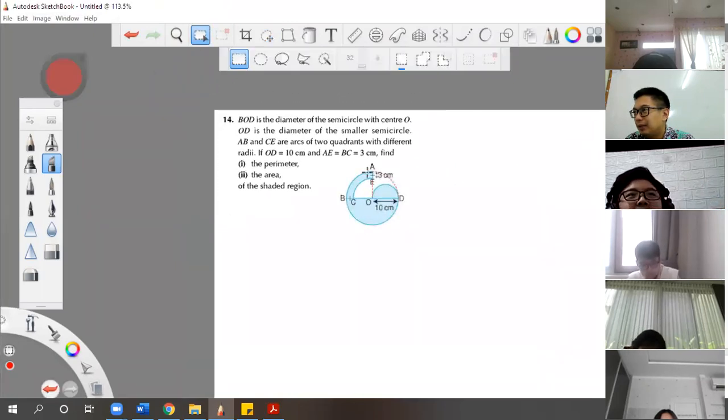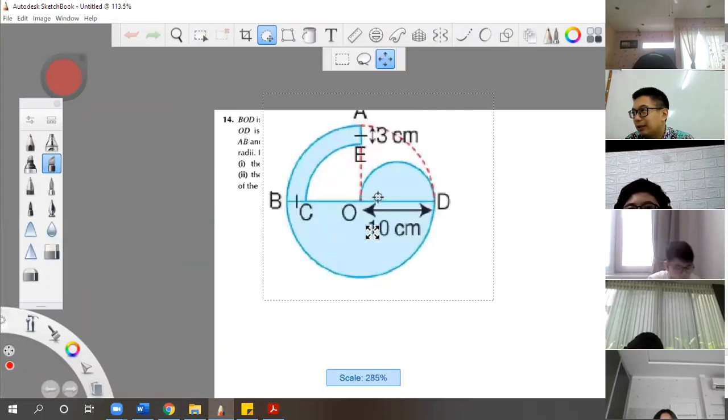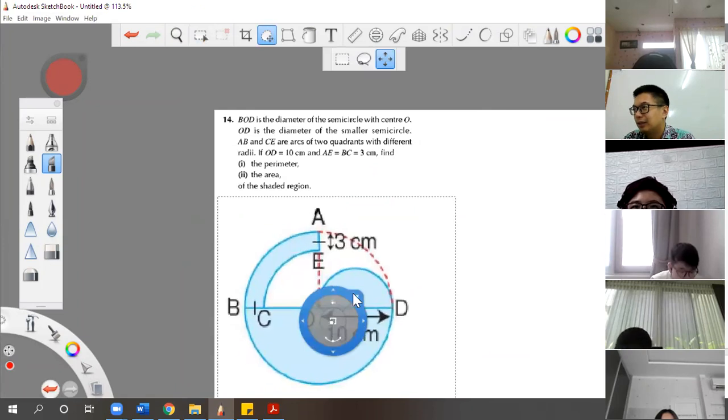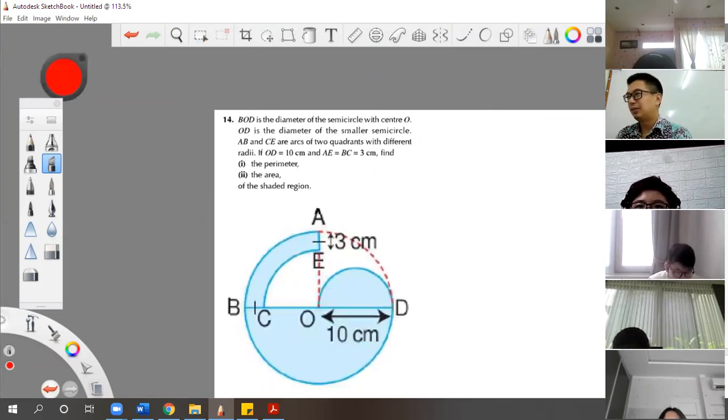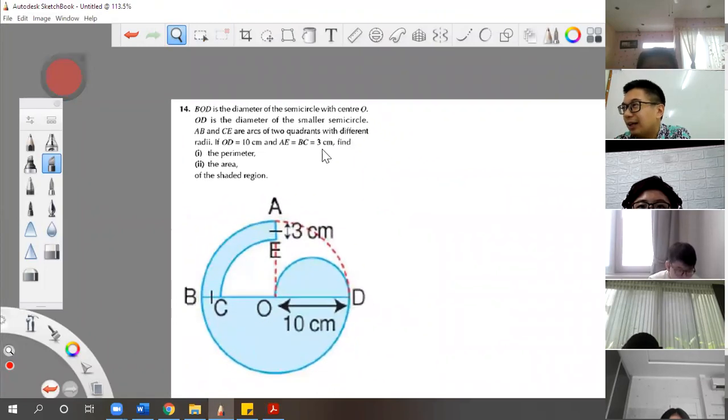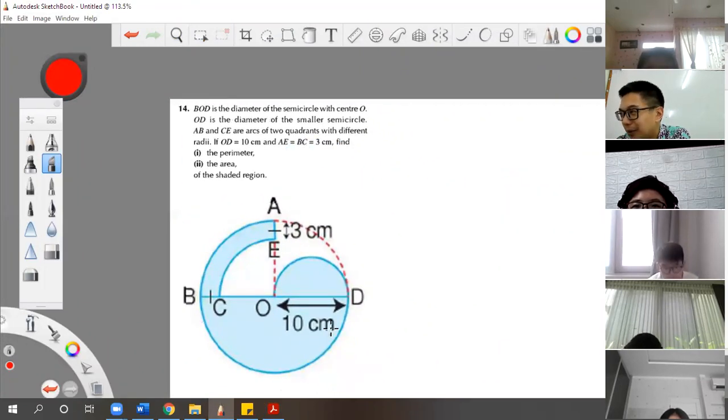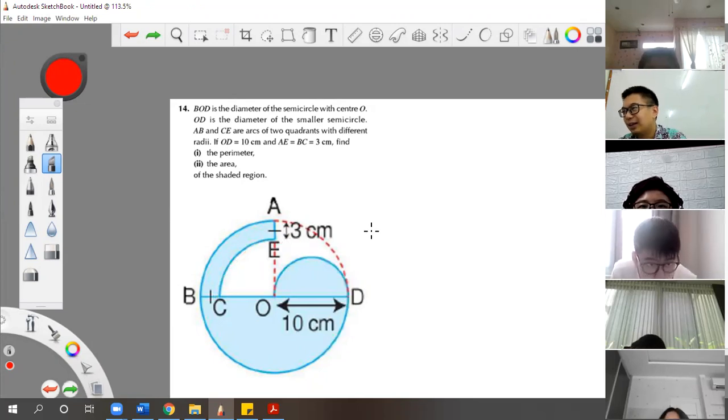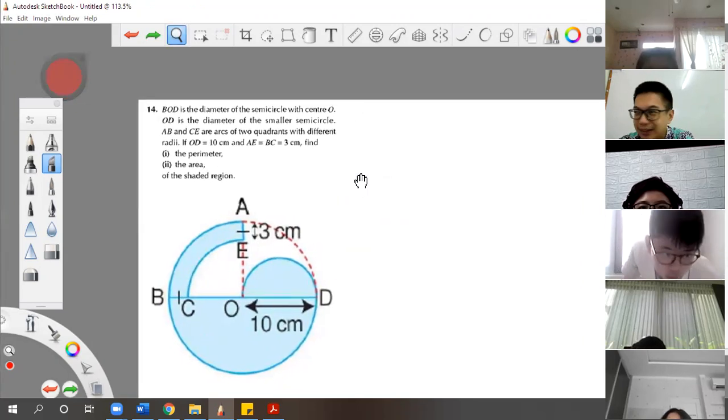Oke, I make the drawing bigger. Jadi biasanya gitu ya, lu gambar ulang atau lu gedein lagi. Terus dikasih tau nih guys, BOD is the diameter of a semicircle. Ya, oke. With center O, BOD yang bawah, right? OD is a smaller circle. Nah, ini OD smaller circle. Right? Terus ada lagi yang begini. Ya udah, berarti ada 3 parts of circle, betul gak?